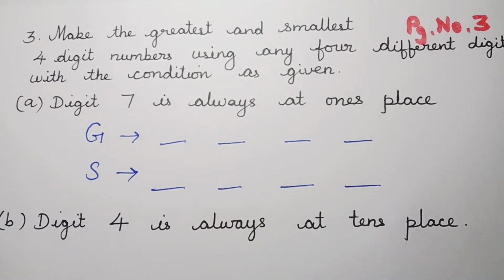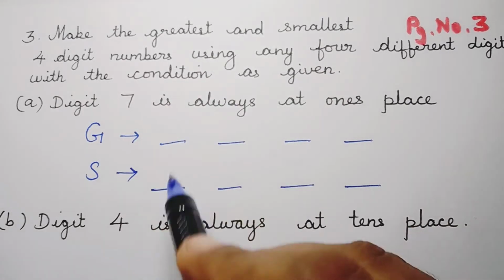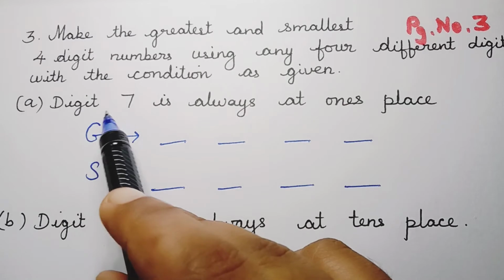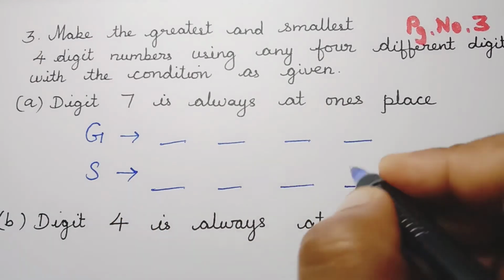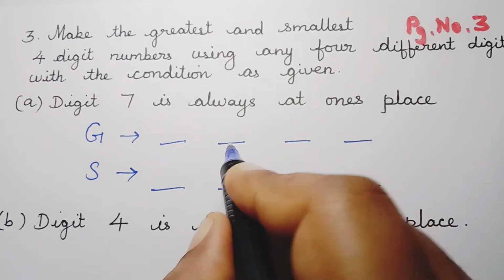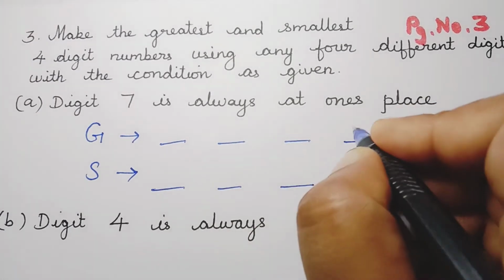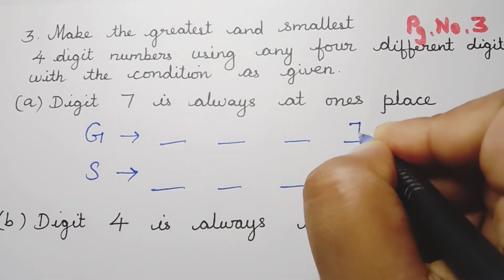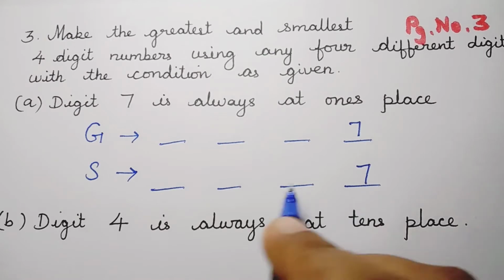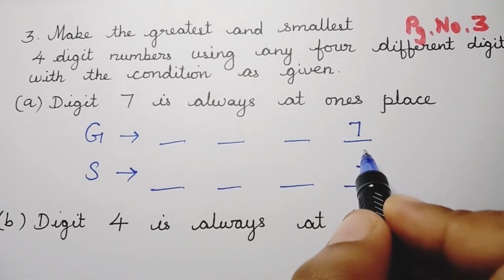Fine. Then these are the two conditions given from the question. And the sub-question we have: digit 7 is always at the ones place. So which is the ones place here? This is ones, tens, hundreds and thousands. So this is the ones place and 7 is always at the ones place. Now we have to write the greatest number with 7 at the ones place.